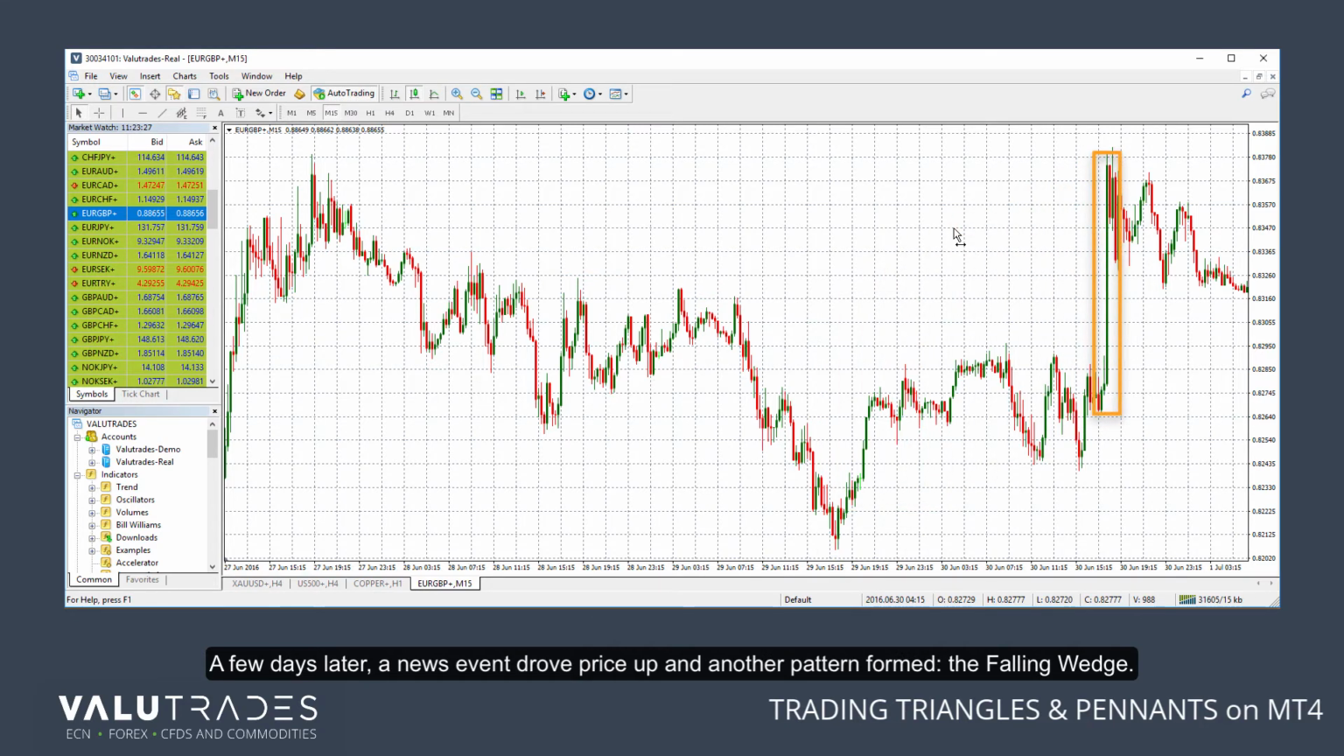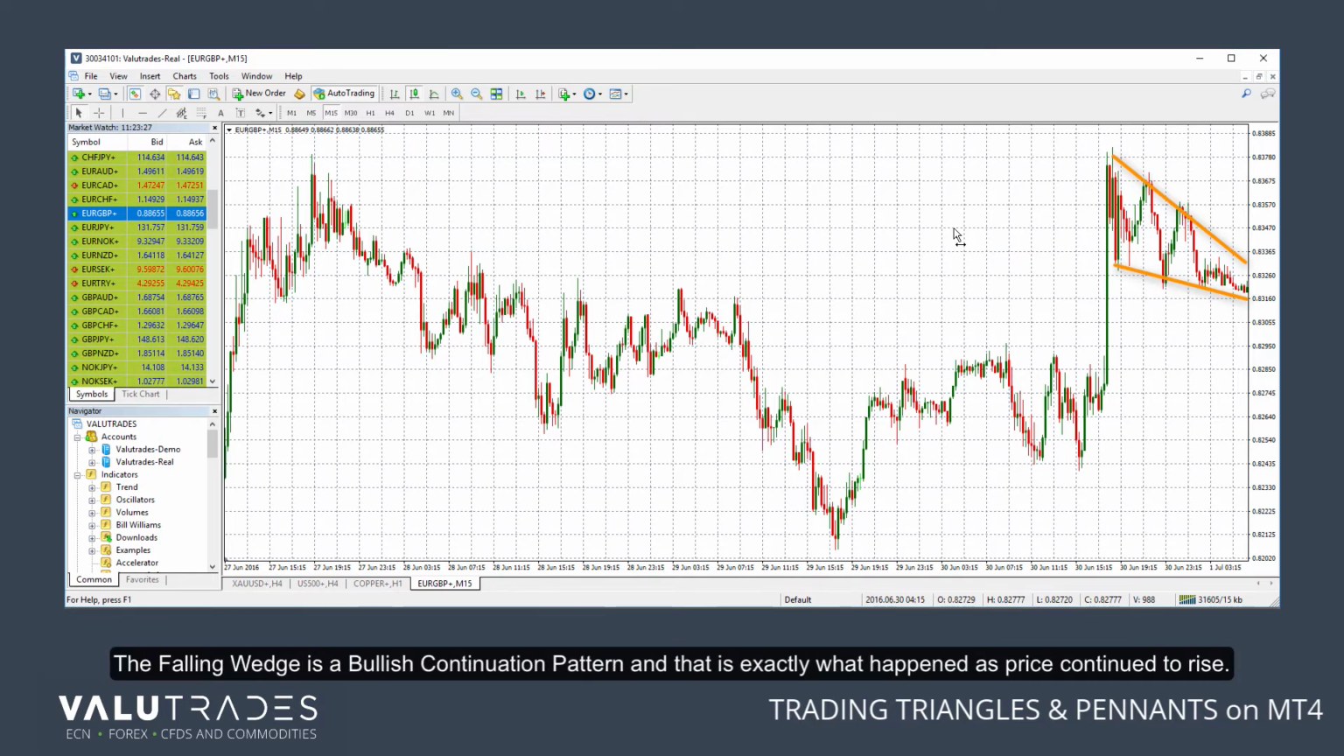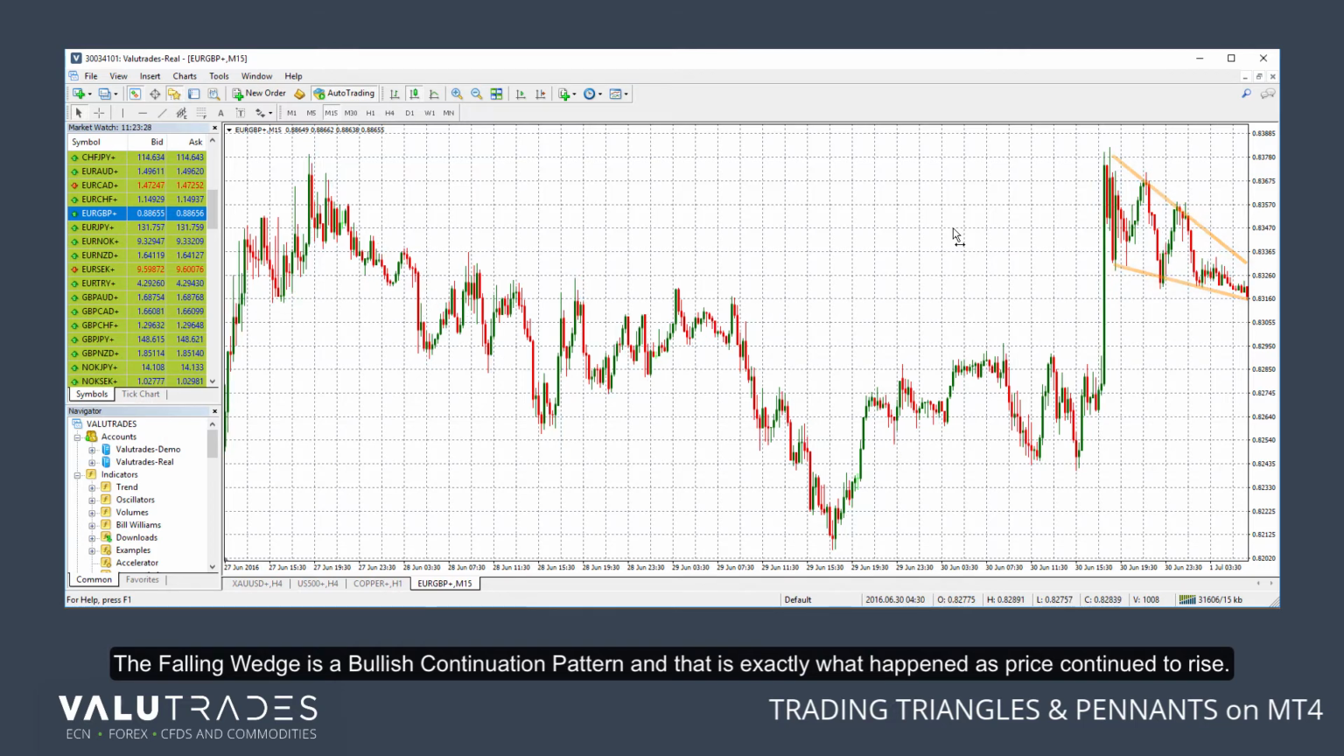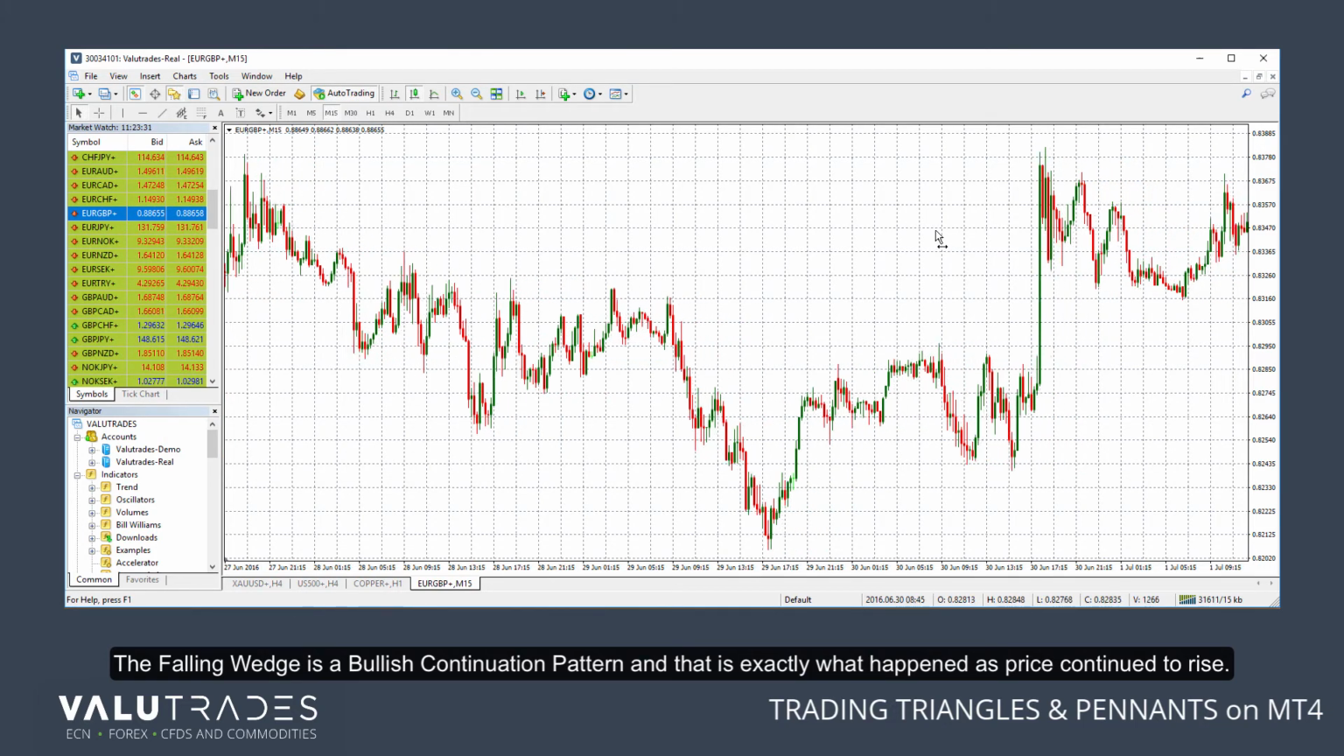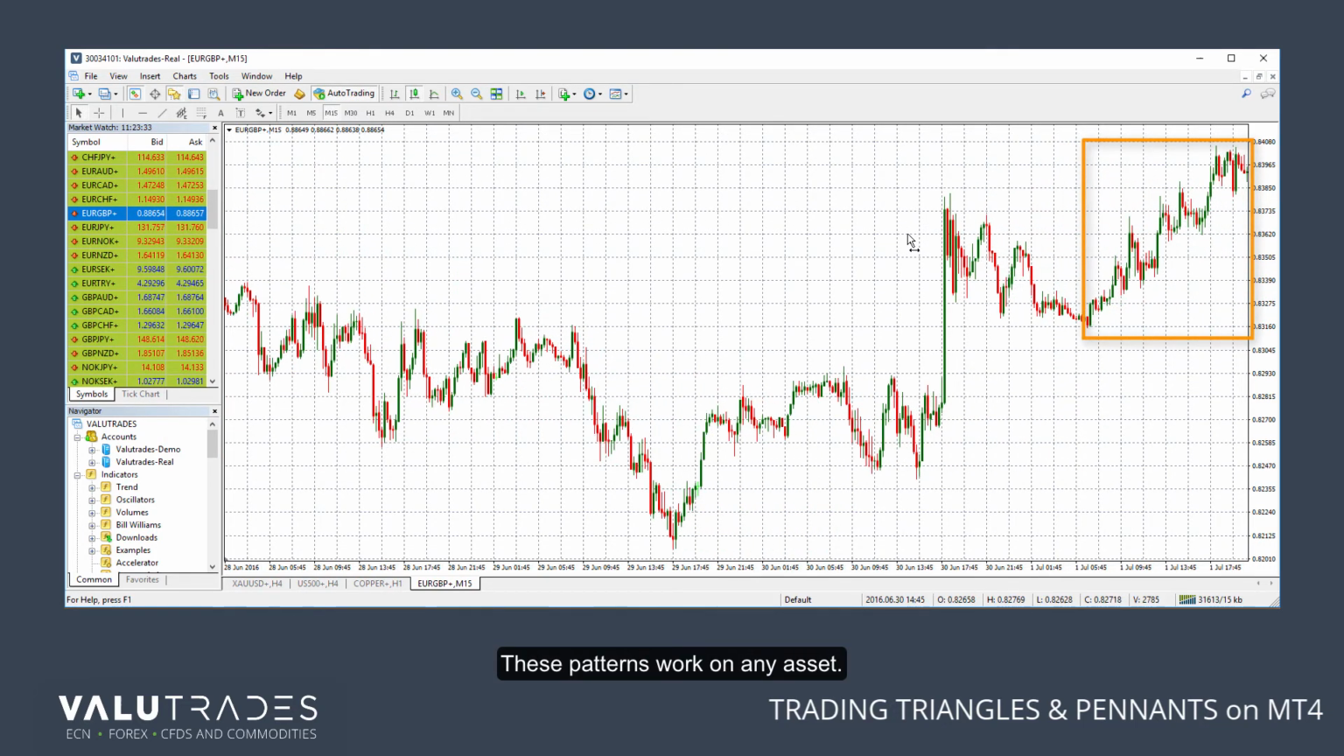A few days later, a news event drove price up and another pattern formed, the falling wedge. The falling wedge is a bullish continuation pattern, and this is exactly what happened as price continued to rise. These patterns work on any asset.